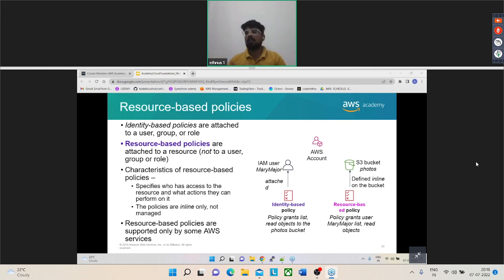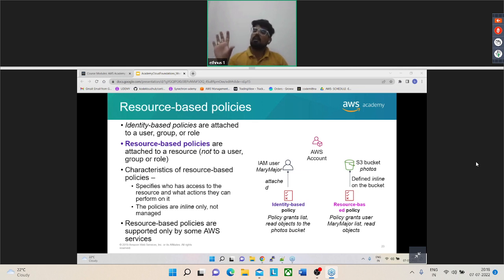Inside the S3 bucket I have written that this user can access this bucket, and he can also see all the objects inside this bucket. So now there are two ways to control this. We are trying to do the same task but in two different formats. The first one is we have created one IAM identity-based policy. From there, we are able to get access for a particular photo bucket to read all the objects.